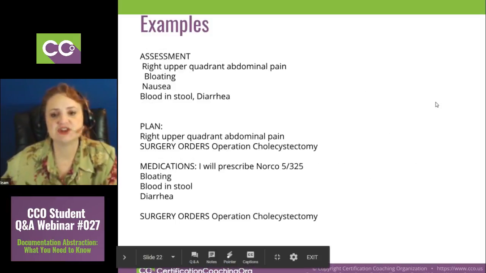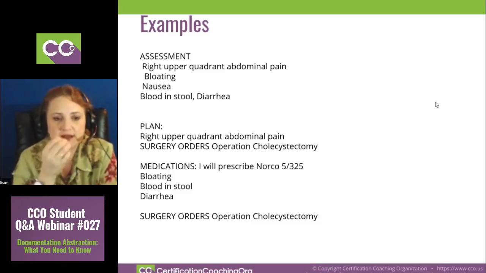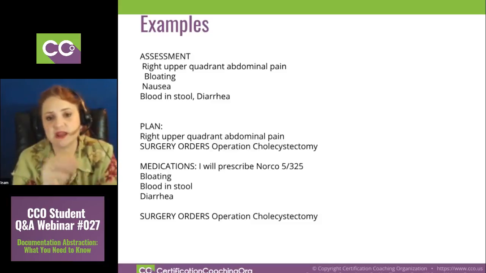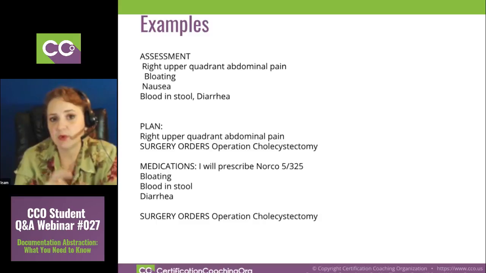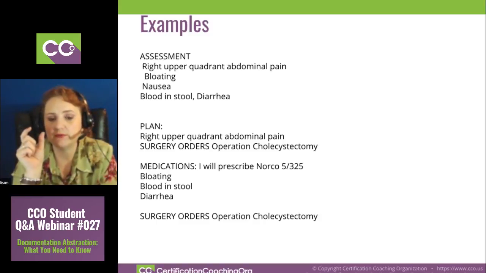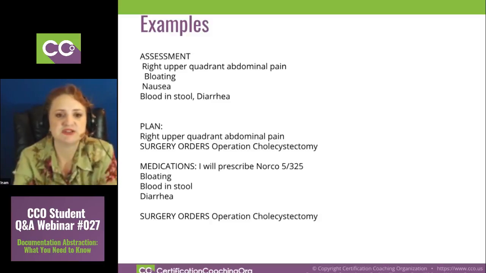So here's the assessment and plan. And we really get our definitive diagnoses from here. But again, you have to think about this. Are you looking at it from an auditing standpoint? Are you looking at it from a risk adjustment or a pro fee? What are we doing? So the assessment, hey, we do not have a definitive diagnosis, do we? We have the upper quadrant pain, bloating, nausea, and blood in stool, and diarrhea.